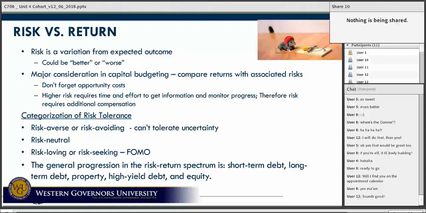And then in terms of corresponding assets, we've got a progression that goes from short-term debt at one end to long-term debt, guaranteed returns, physical property, high-yield debt, which is still secured, and then finally equity. Equity is the most risky asset because it's not secured. Equity is simply the ability to participate in expected future cash flows. It's not secured by assets.